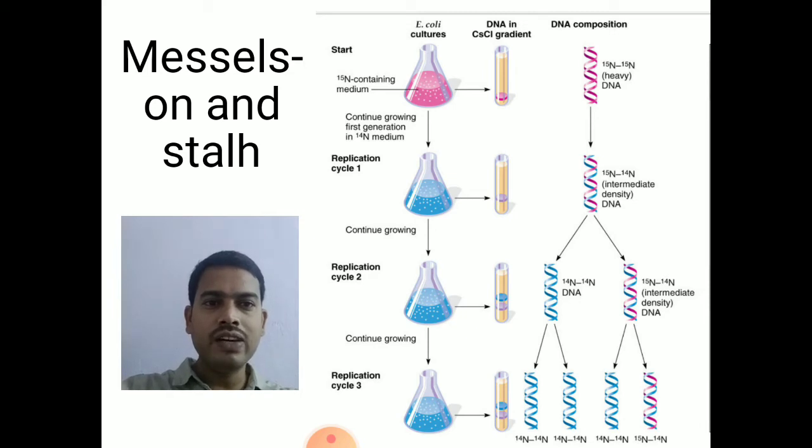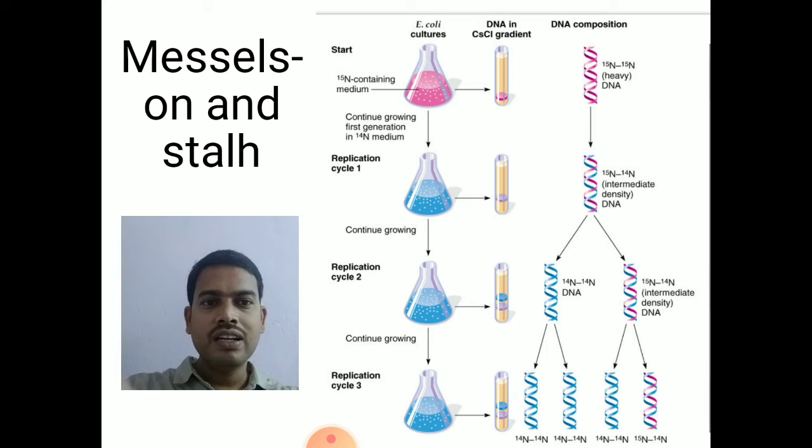They took E. coli cultures and incubated these E. coli cells in N15 containing medium. After some time, they subjected the DNA of these E. coli cultures to cesium chloride density gradient centrifugation. After incubation in N15 medium, they got a single band in the cesium chloride density gradient solution, which has N15 isotope in both the strands.